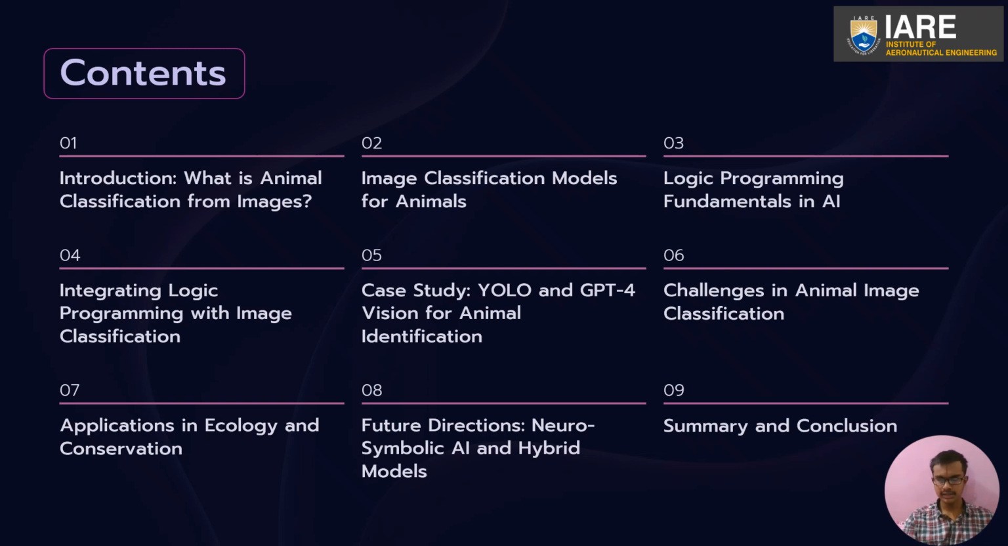Then I'll explain a case study, YOLO and GPT-4 vision for animal identification. Then I'll explain challenges in animal image classification. Then I'll explain applications in ecology and conservation. Then I'll explain future directions, neurosymbolic AI and hybrid models. Then after that I'll summarize the topic, and finally I'll conclude the topic.